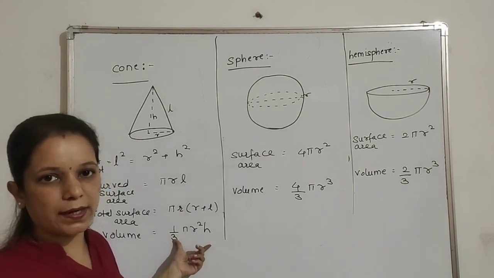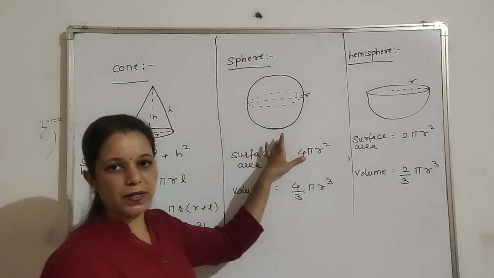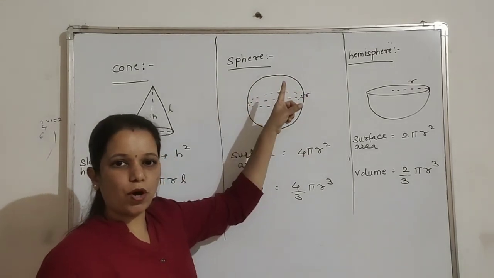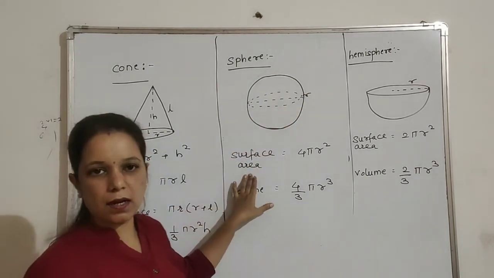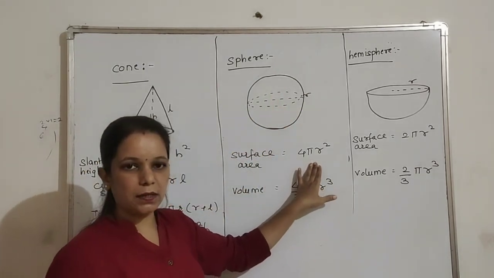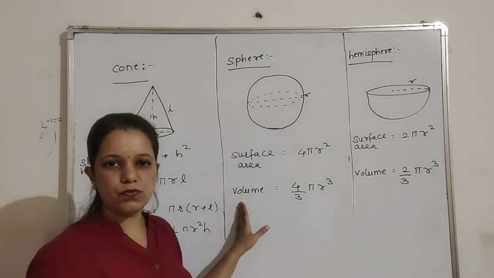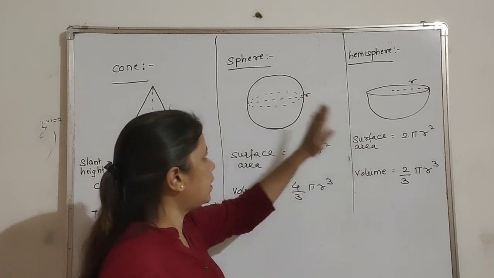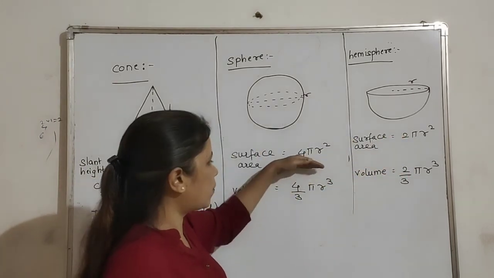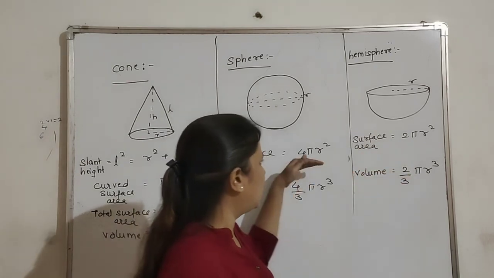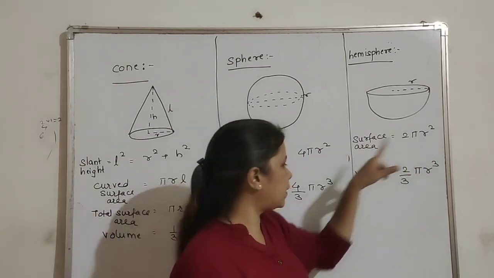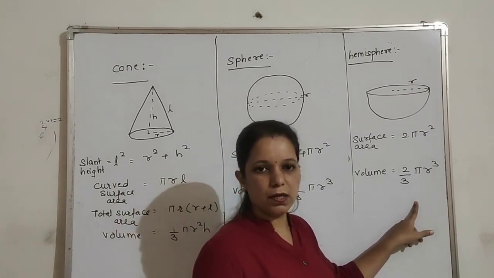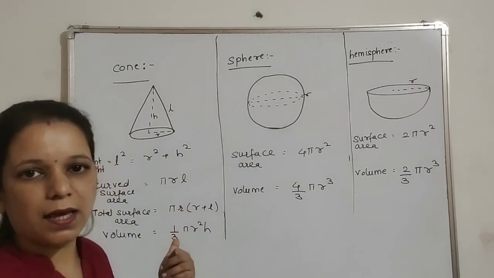pi r square h. Then for sphere we have sphere, circular ball. So surface area is 4 pi r square and volume is 4 by 3 pi r cube. Hemisphere, half of sphere, so formulas will also be half. 4 का half 2 pi r square and 4 by 3 का half 2 by 3 pi r cube. Okay, so please note down the formulas.